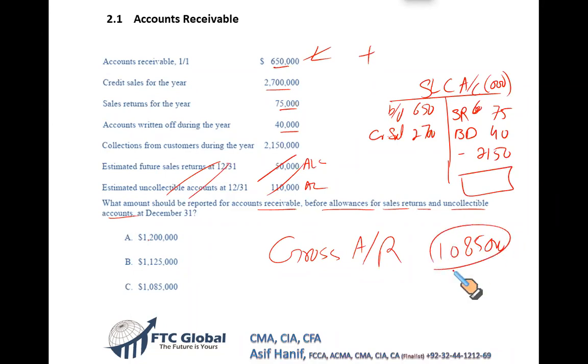Hamad, please see the format. Opening balance of your customer, plus credit sales, less actual returns, less bad debts, less the cash collected. The format I've given you. So yes, this 40, maybe you missed this one. So this is the complete format now. I hope you got the understanding. So that will give you C to be the correct option.